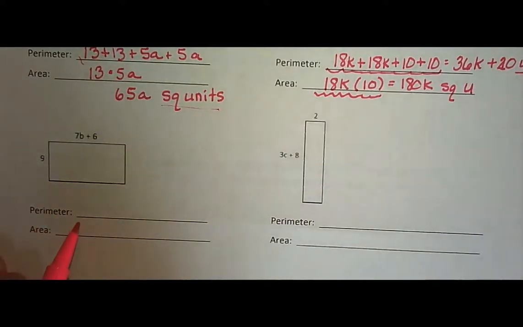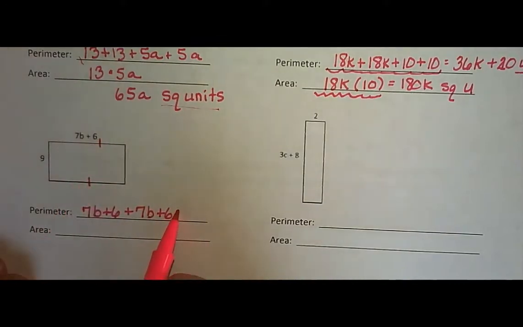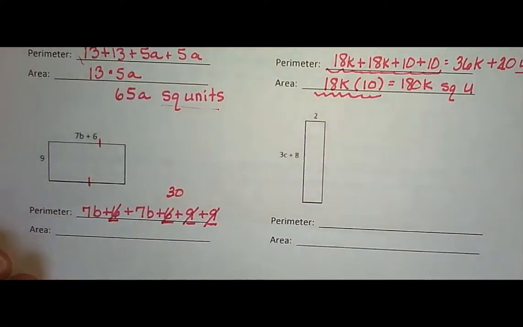Okay, so for perimeter, we should have 7b plus 6 plus 7b plus 6. That's these two longer sides, plus 9 plus 9. Now we have a lot of combining to do here. We have 6 and 6 is 12, and 9 and 9 is 18. So we can add 12 and 18 to get 30. So we can take all of these numbers out. We've taken care of those. We added those up, and that's 30.